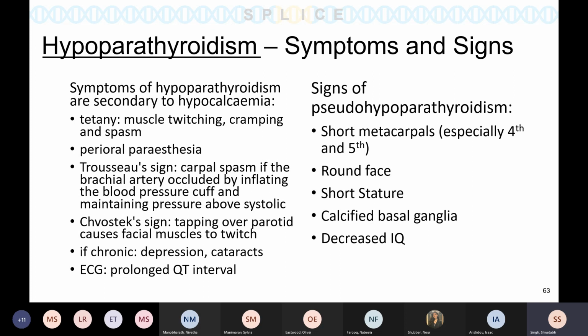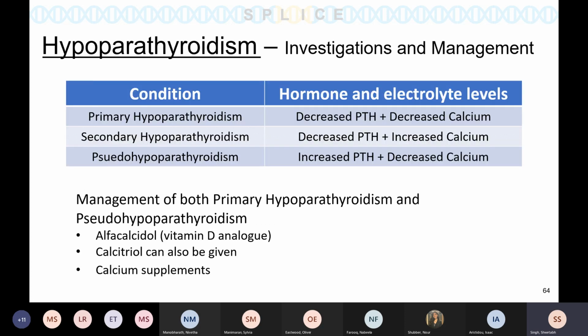What is really important is a prolonged QT interval. Obviously, that ties into your cardiology there. What you're really worried about is ventricular arrhythmias, especially torsades de pointes, which can happen secondary to the hypocalcemia. Signs of pseudohypoparathyroidism: I think the only real thing that you need to know, or the clincher, is those short metacarpals. I think they're the ones that I really remember. But to be honest, you're very unlikely to be asked a question about pseudohypoparathyroidism. Yeah, next slide and final slide. You'll be happy to know.